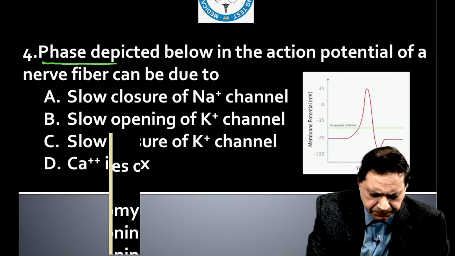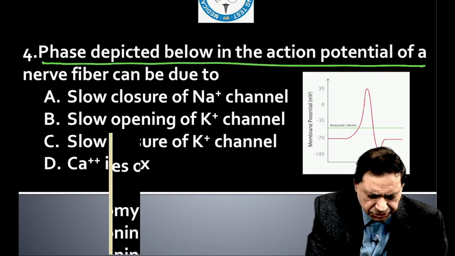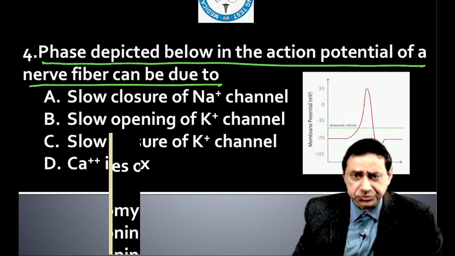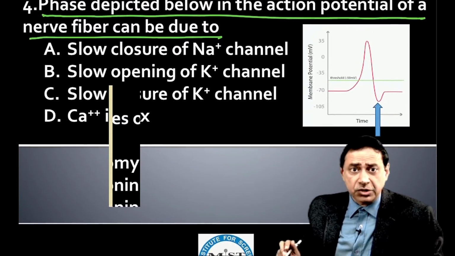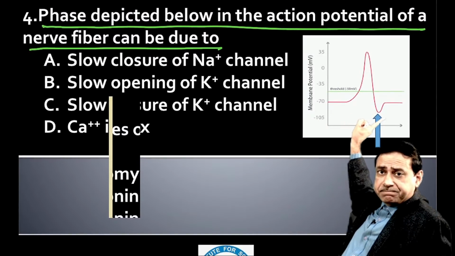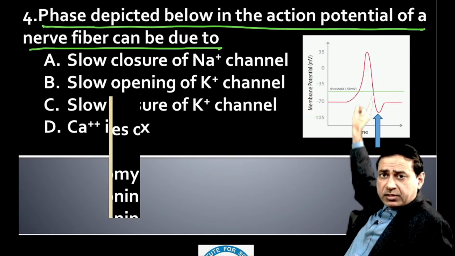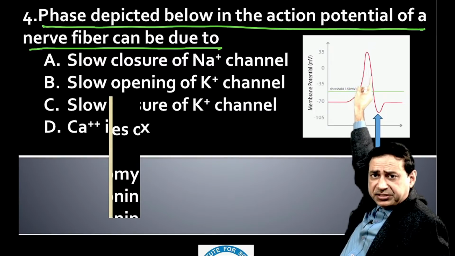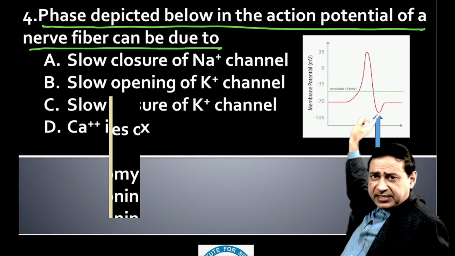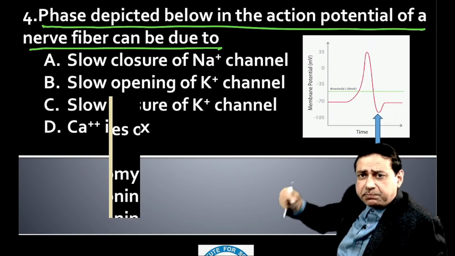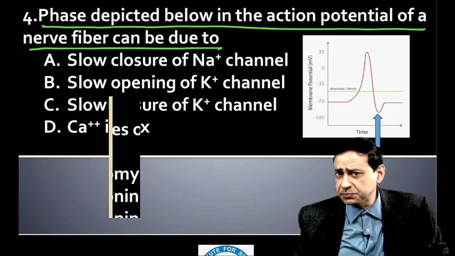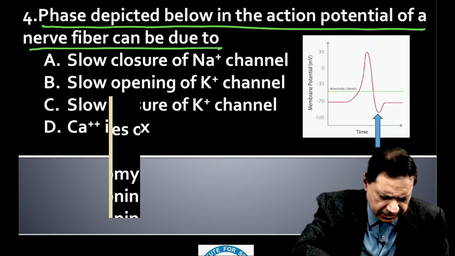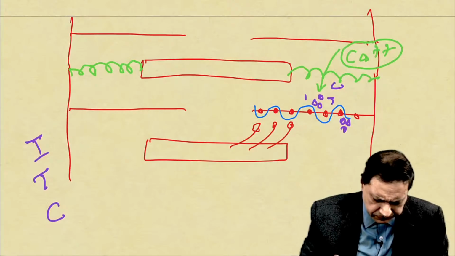The phase depicted below in the action potential of a nerve fiber can be due to. Okay, this phase is because of what? This is depolarization, this is repolarization, and this is actually hyperpolarization. So this hyperpolarization is because of what? Just see this thing here.